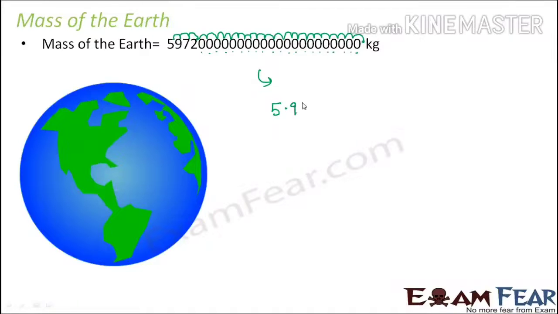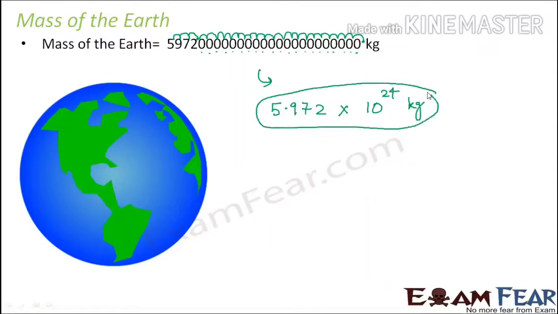So this becomes 5.972 into 10 to the power, how many jumps? 1, 2, 3, 4, 5, 6, 7, 8, 9, 10, 11, 12, 13, 14, 15, 16, 17, 18, 19, 20, 21, 22, 23, 24. So this would be 10 to the power 24 kgs. So instead of writing so many zeros, you can just say 5.972 into 10 to the power 24 kgs. That's the mass of the earth.